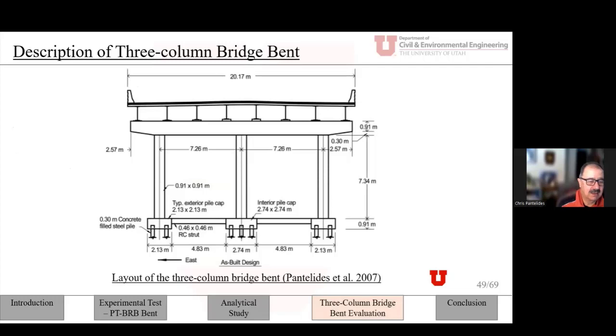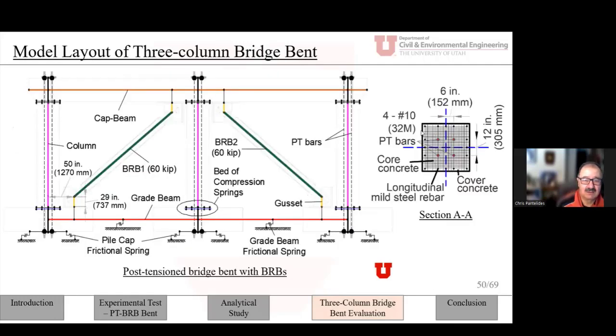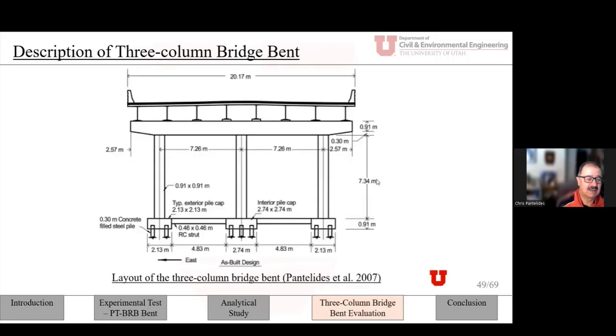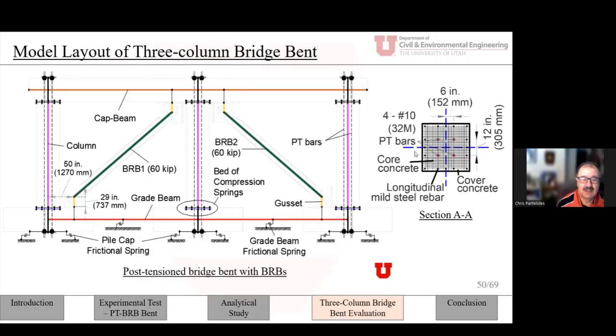And we used 4 number 10 post-tensioning bars, and of course, the same dimensions that we had used before. This was a 3 foot by 3 foot column, and all the other dimensions are very similar to the existing I-15 South Temple bridge bent. And we used a chevron arrangement with 2 BRBs, as you can see here. All 3 columns are post-tensioned. This is, of course, an ideal situation. In this case, we also modeled the cap beam, the pile caps, and the piles.